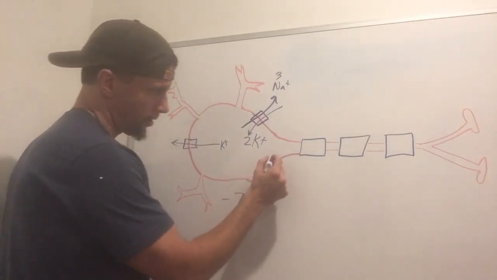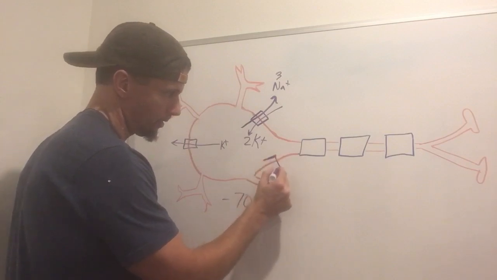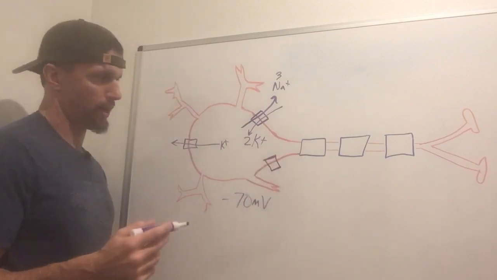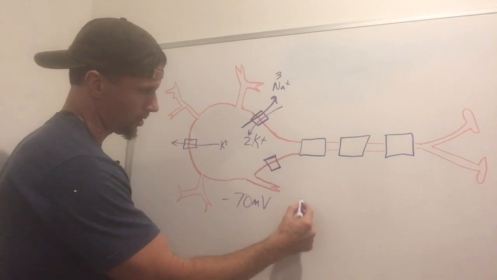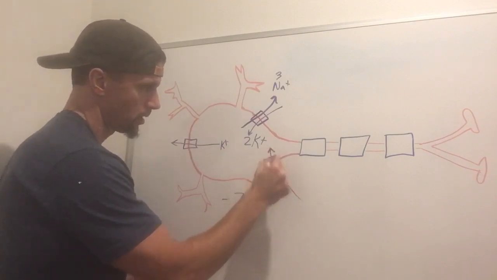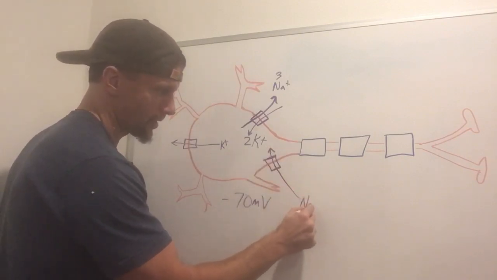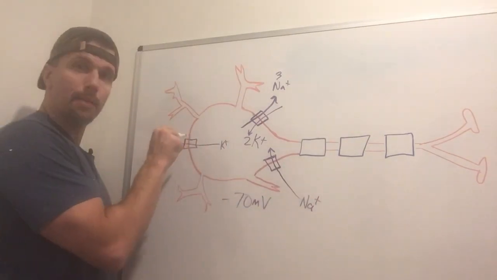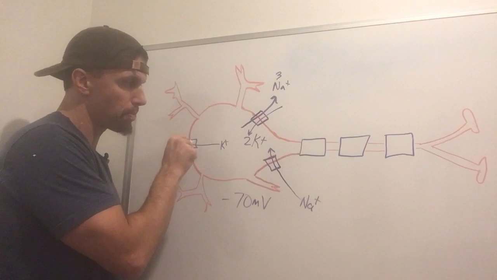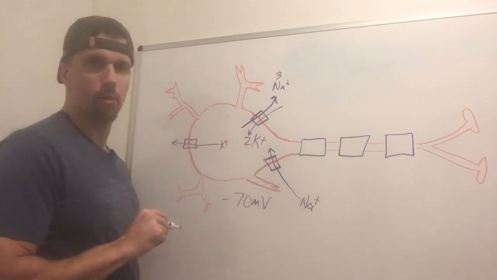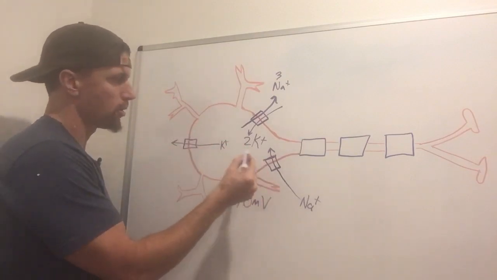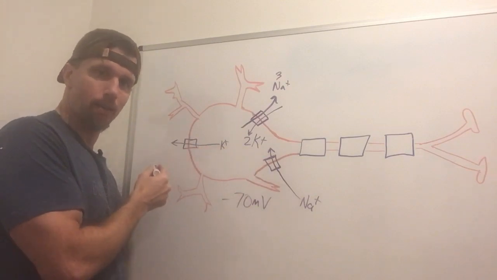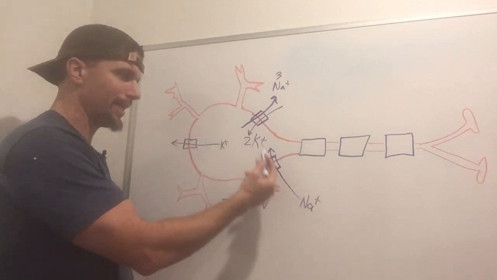Then we have the third contributor, and that's leaky sodium channels. We have this concentration gradient where sodium wants to go in. What's important to realize here is that the leaky potassium channel is much more permeable than the sodium channel. So you get a lot more potassium leaking out of the cell than you do sodium leaking in.